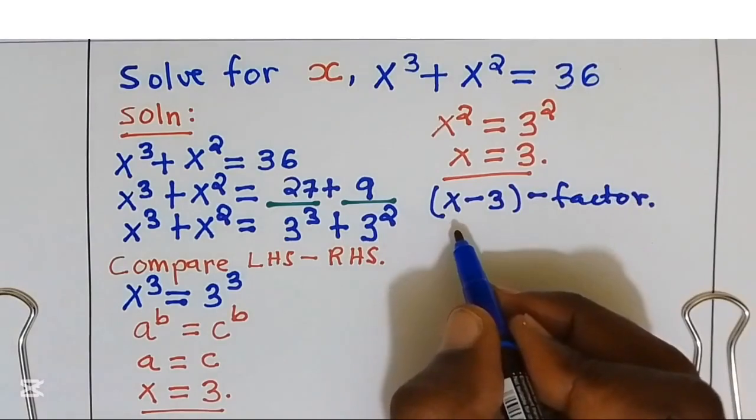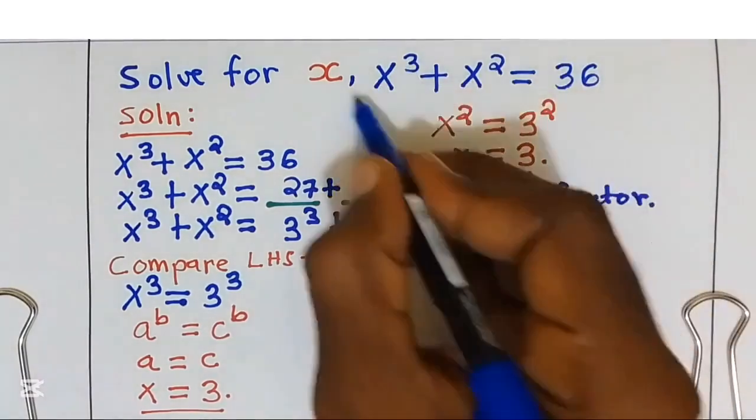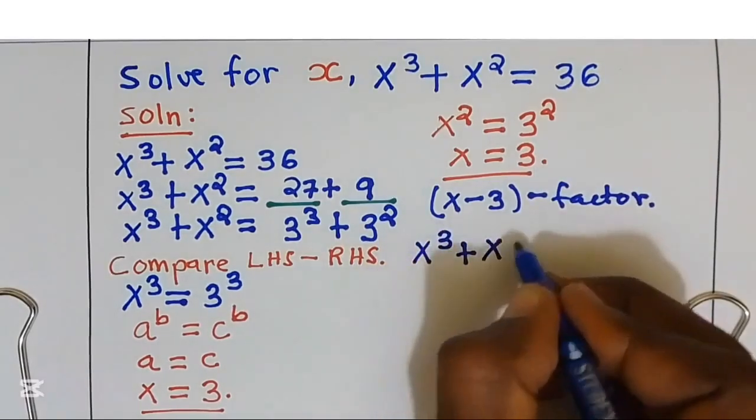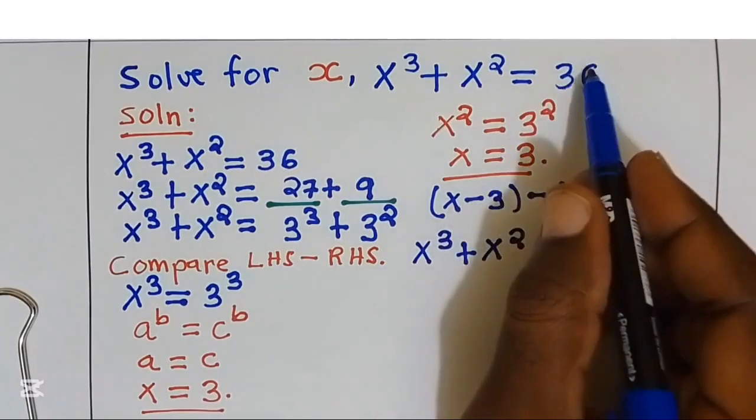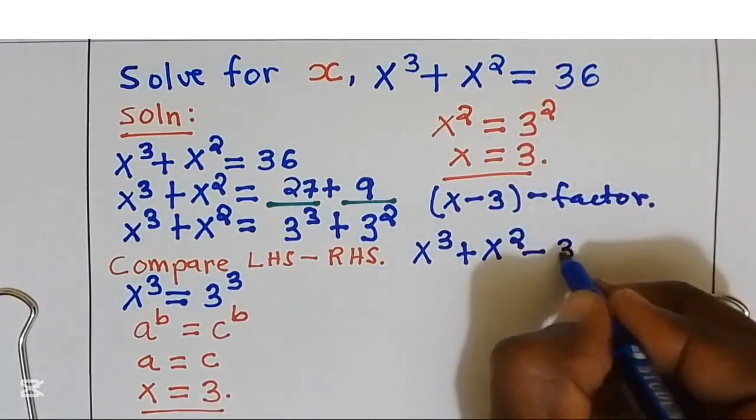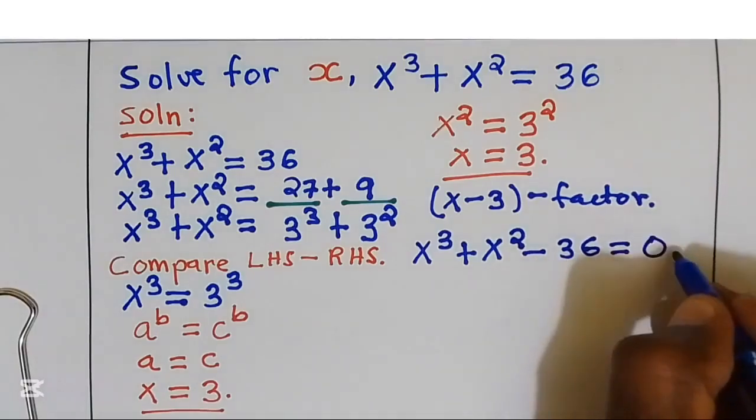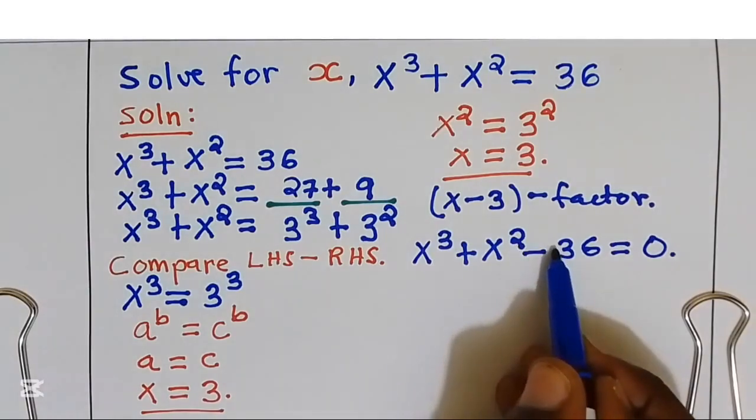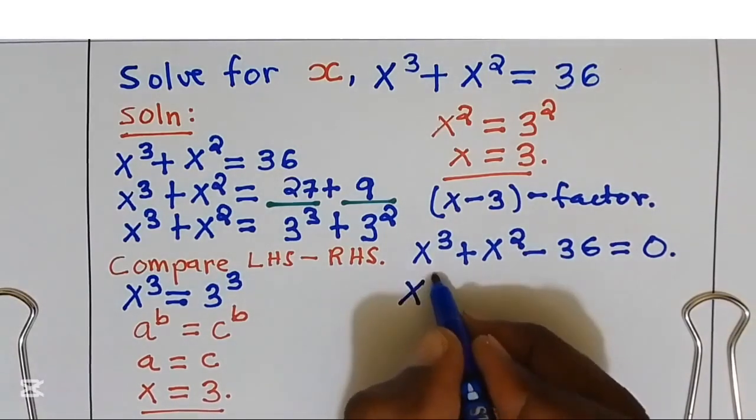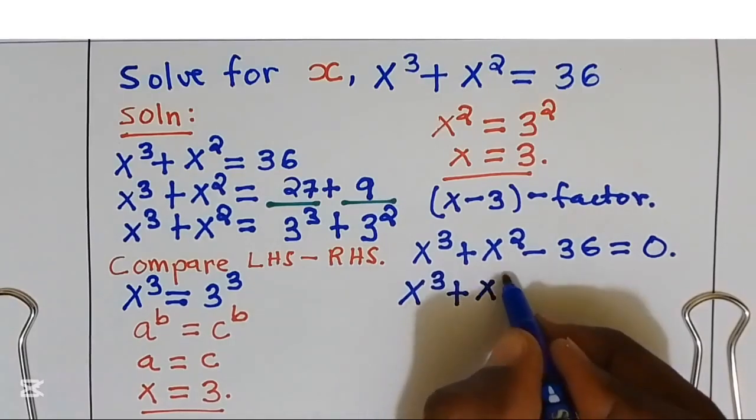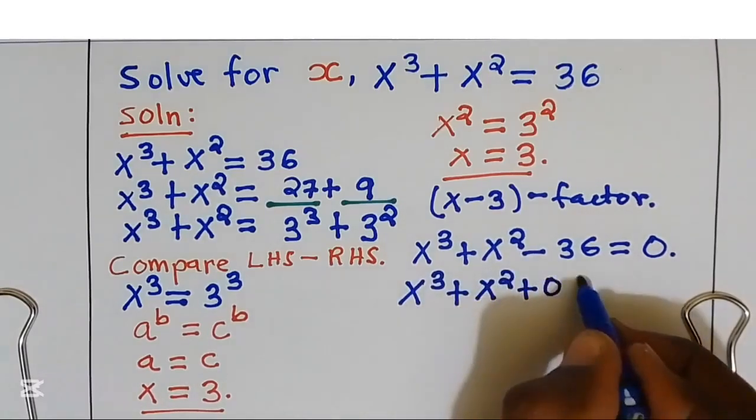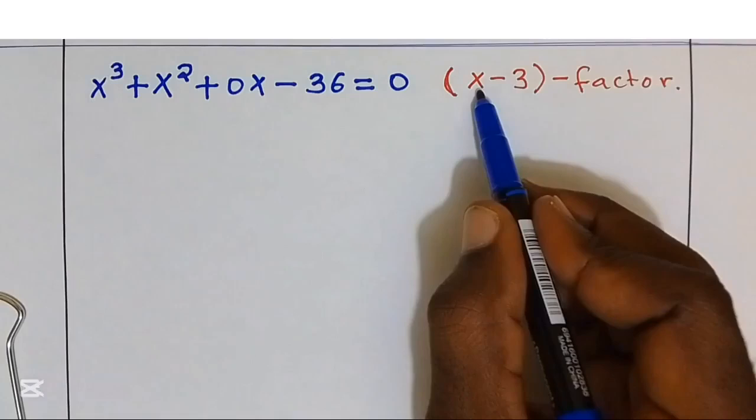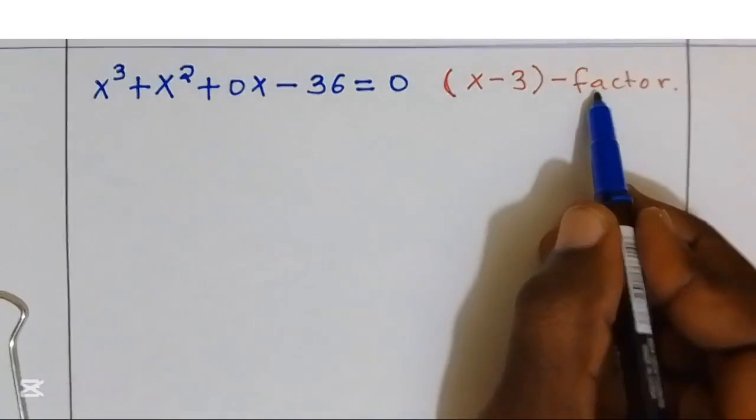To get another root, let us arrange this equation into polynomial form. x cubic plus x square, I'll bring 36 to the left hand side. Take away 36, this is equal to 0. We have power 3, power 2. Now we need a term that has x power 1. That is x cubic plus x square plus 0x minus 36, equal to 0. x minus 3 is a factor of this polynomial.